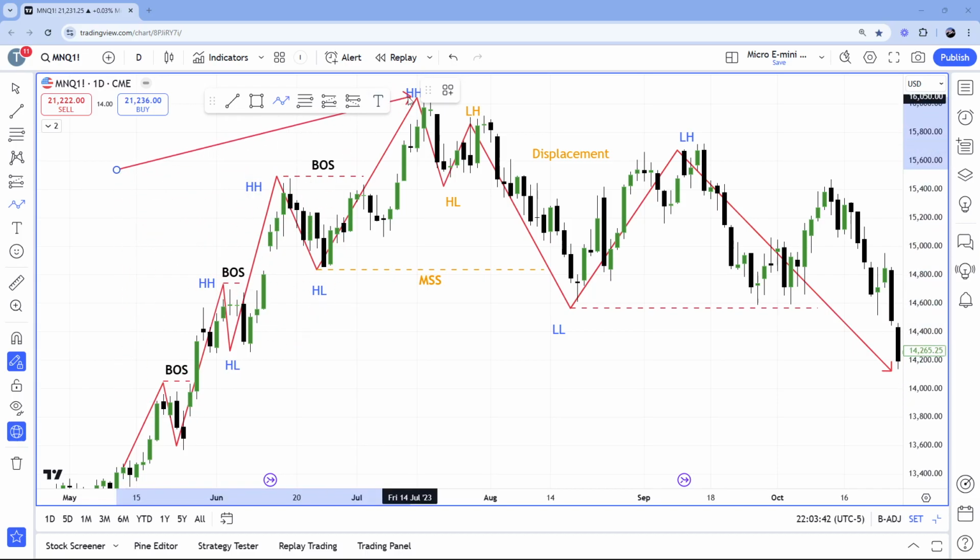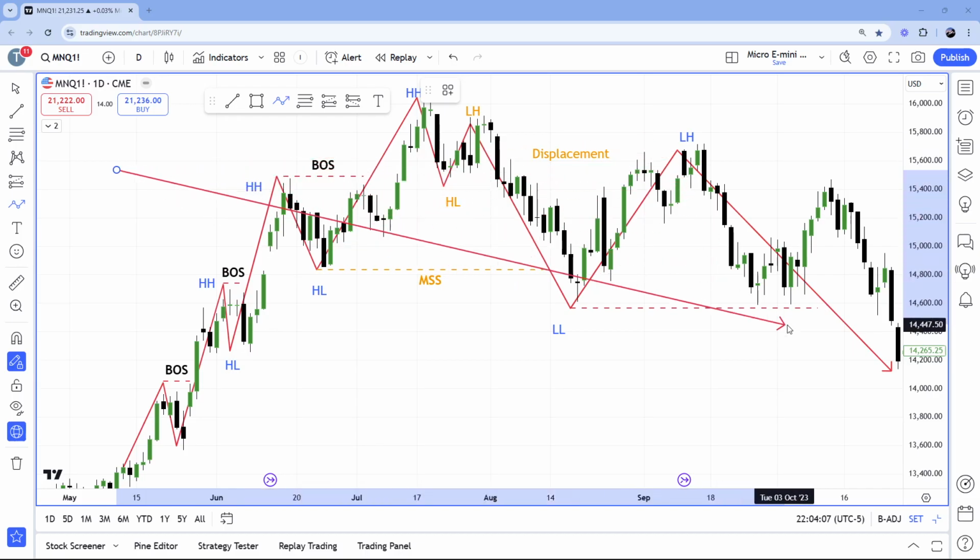So after making this higher high, it makes a higher low, but then it's not making a higher high, it's making a lower high, like over here. Then after that, with the displacement, it's breaking this significant higher low, this swing low, which makes this break of structure down. So that's a market structure shift. Then you can see this uptrend after the market structure shift has converted into a downtrend. Okay, let's look at another example.